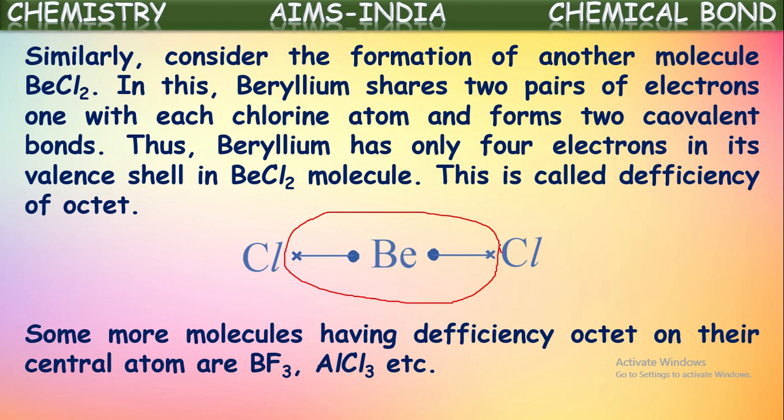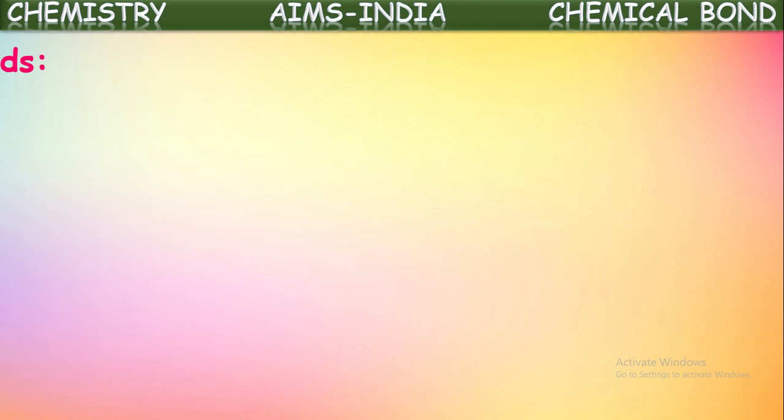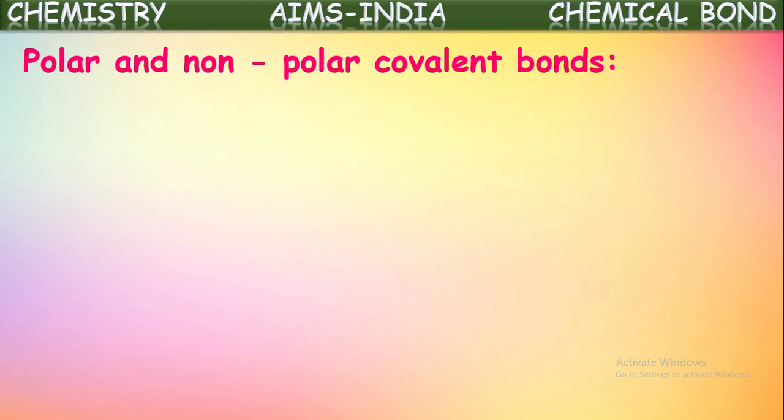Even after bond formation, it is not getting 8 electrons. In a similar way, the aluminum chloride molecule also. That is about violation of the octet rule, having superoctet or deficiency of octet. Now let us see another concept, that is polar covalent bonds and non-polar covalent bonds.